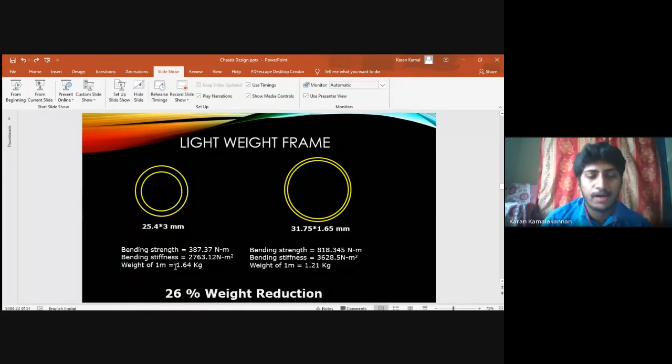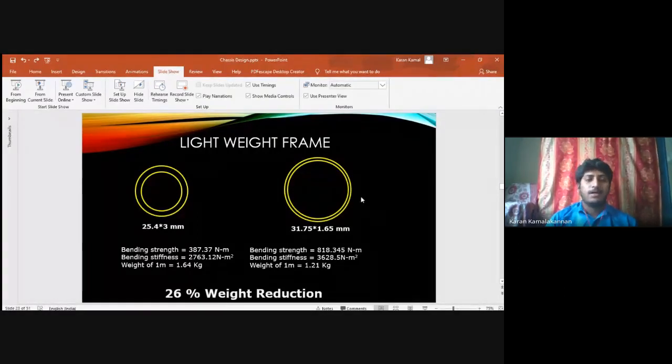Here we will see, for a length of 1 meter, this tube will weigh around 1.6 kg, while this will weigh just 1.2 kg. So even a very minor weight reduction could cause a significant improvement in your vehicle performance. We can see, almost 26% weight reduction we can achieve using this. So this is one of the key points while designing a frame. We cannot simply put a certain thickness and model the vehicle. Each and every change you need a proper justification. That is what I expect in frame design.